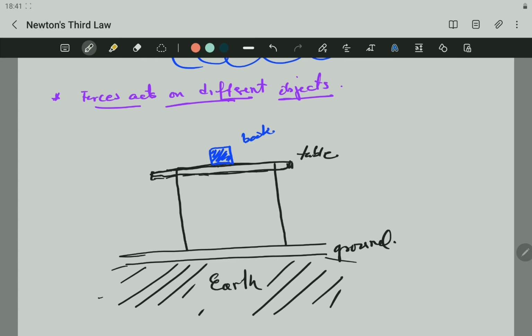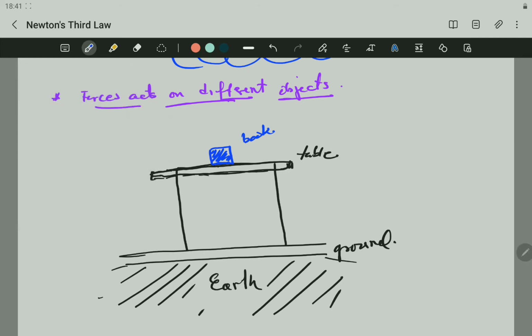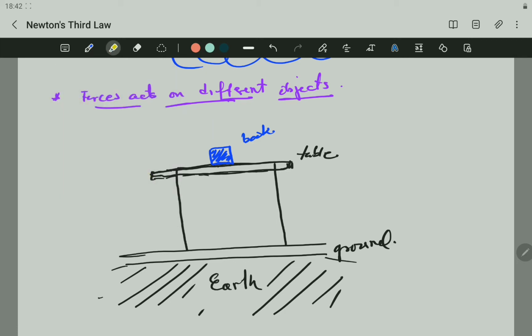Alright, for example, we have a book on the table. The table is on the ground, and the ground is part of the earth's surface. So we have different objects: the book, the table, the ground, and the earth. Before you select the action-reaction pair, the forces that are interacting, you have to identify what objects are involved in the interaction. Here, all the objects are in contact with each other.